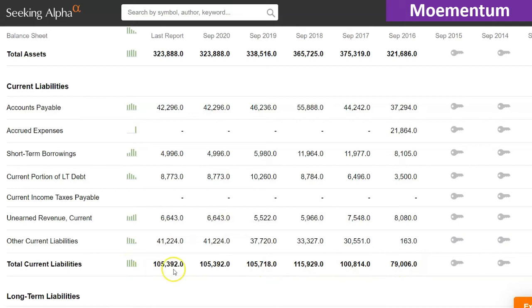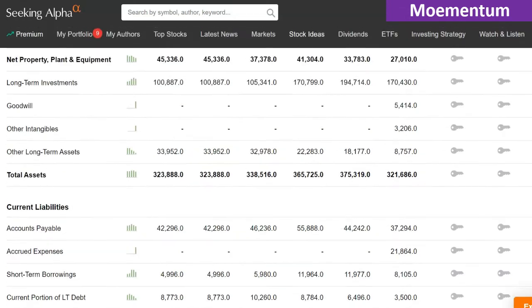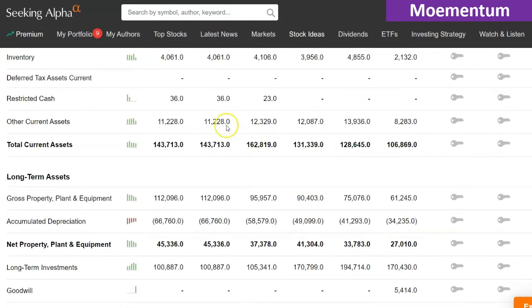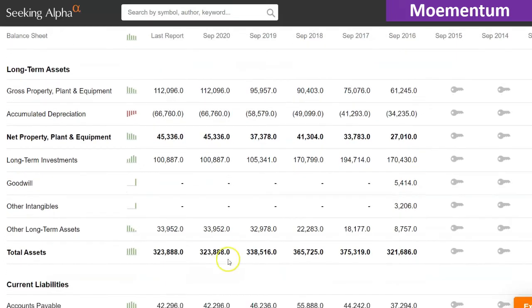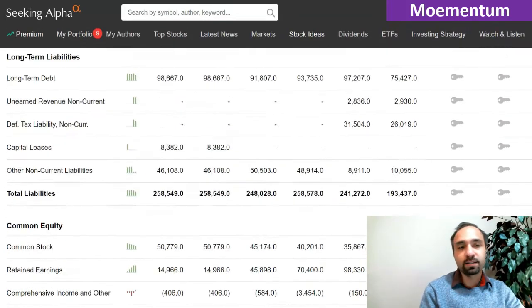So for example, in their trailing 12 months is $105 billion in liabilities, current liabilities, and their current asset is 143. So 105 compared to 143, definitely liabilities less. How about their total assets versus their total liabilities? So total assets here is showing 323 billion. So that's definitely a very solid sign for us.